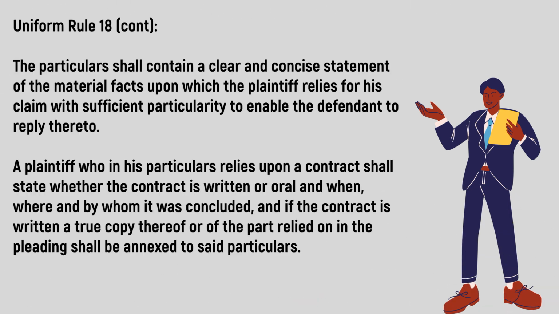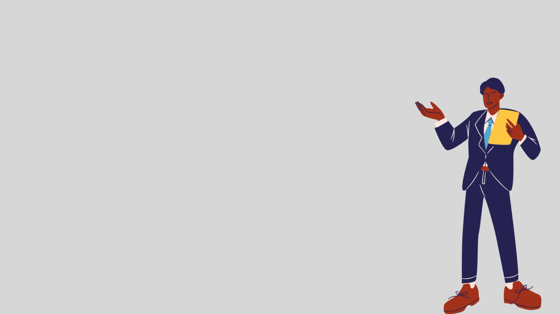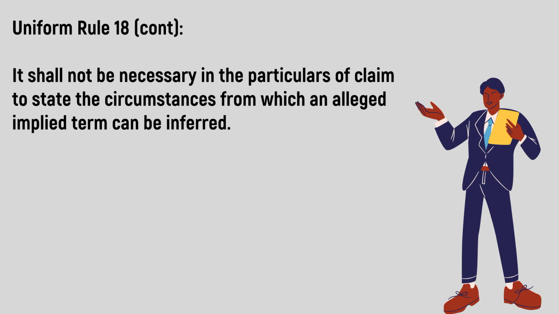The particulars shall contain a clear and concise statement of the material facts upon which the plaintiff relies for his claim, with sufficient particularity to enable the defendant to reply thereto. A plaintiff who in his particulars relies upon a contract shall state whether the contract is written or oral, and when, where, and by whom it was concluded. And if the contract is written, a true copy thereof, or of the part relied on in the pleading, shall be annexed to said particulars. It shall not be necessary in the particulars of claim to state the circumstances from which an alleged implied term can be inferred. I've only set out the rules relevant to the particulars of claim in our example.